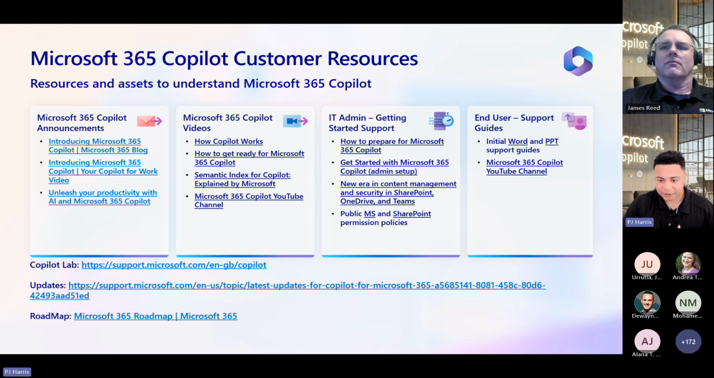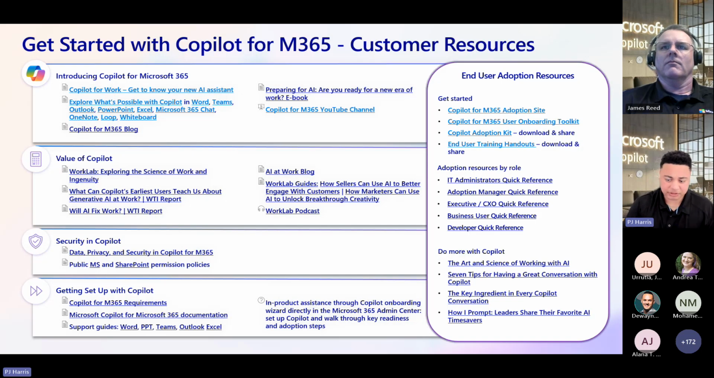We also included some more here around the introduction, some links around defining the value of Copilot, the security in Copilot, as well as getting set up. But the big one here on this slide is all around the end user adoption resources. We recently updated the adoption site, so definitely take a peek into that. You can find the user onboarding toolkit that you can use to share out, send out to your pilot groups, to your larger groups whenever you're enabling Copilot within your environment to help spark that adoption.